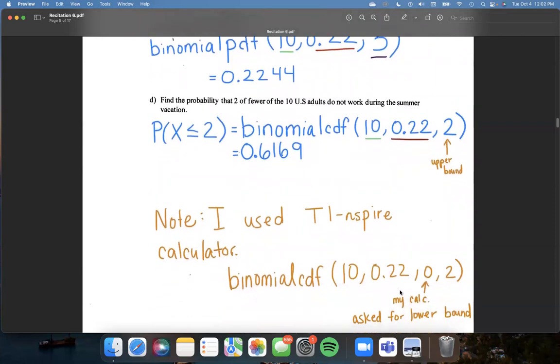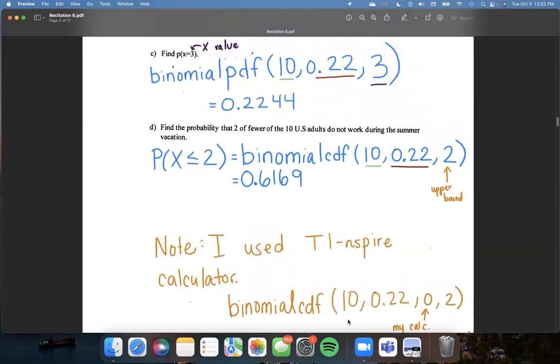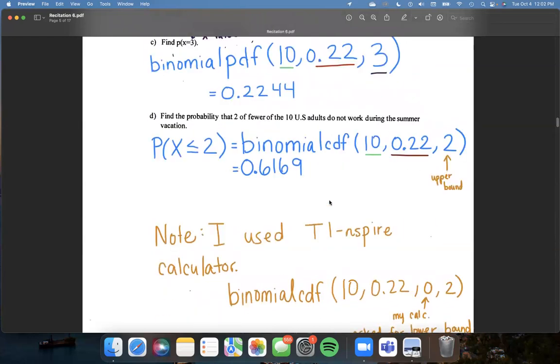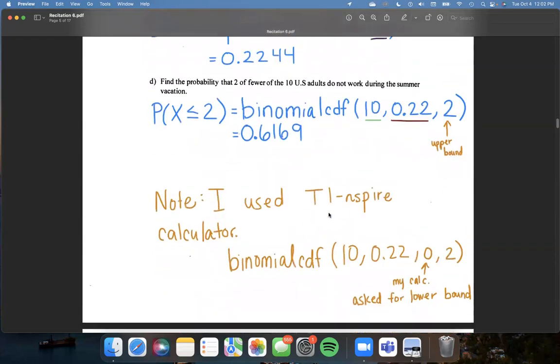Note that I tend to use the TI-Inspire calculator, and on that calculator, it wants you to put in your lower bound. When I solved it on my calculator, I put 0 as my lower bound. So for both of these, you'll want to use your calculator.